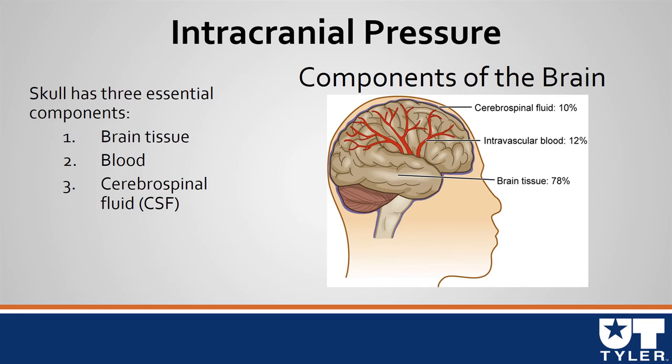Understanding the dynamics associated with ICP is important in caring for patients with many different neurological problems. The skull is an enclosed space with 3 essential volume components: the brain tissue, the blood, and the cerebral spinal fluid, or CSF. The intracellular and extracellular fluids of brain tissue make up approximately 78% of this volume. Blood in the arterial, venous, and capillary network makes up 12% of the volume, and the remaining 10% is the volume of the cerebral spinal fluid.